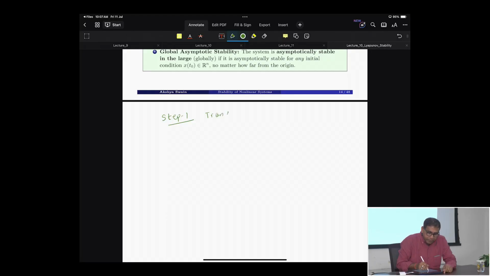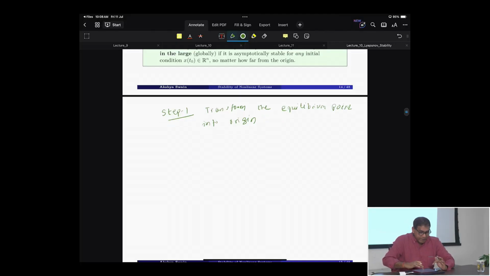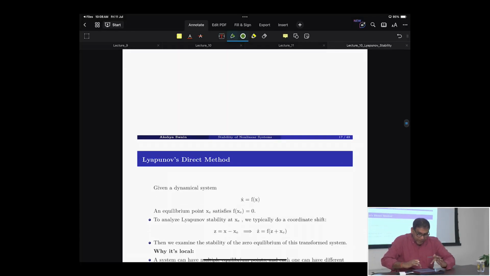transform the equilibrium point, any equilibrium point you are analyzing, into the origin. First do this. Suppose you have a system with an equilibrium point at, say, +1. You transform that into the origin and change the equations. Just step one I am explaining here.